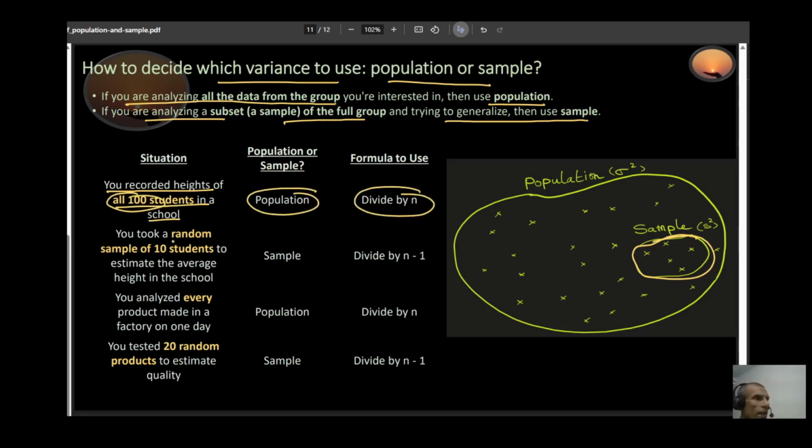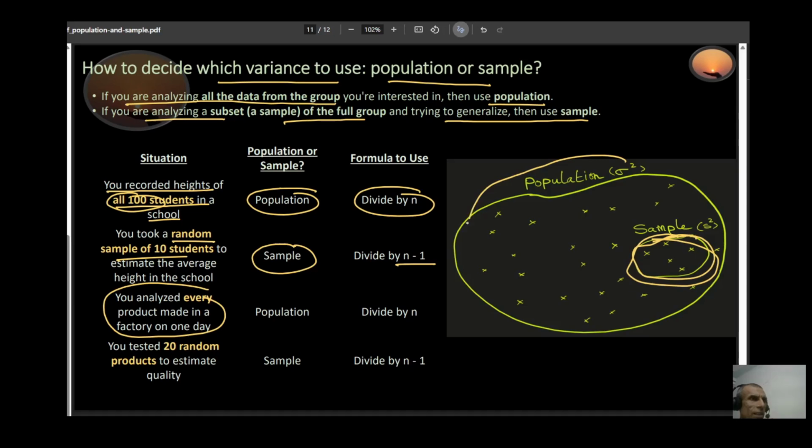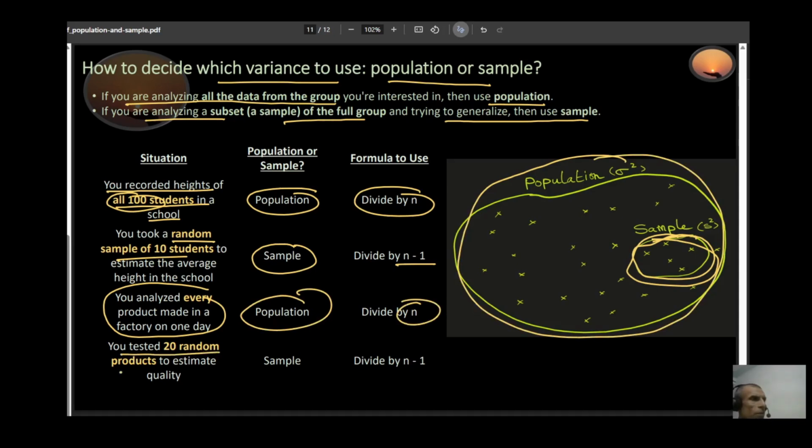How about if you took a random sample of 10 students? So I took a random sample, okay, of 10 students right here. In this case, since you're working with a sample, you're going to be dividing by n minus 1. Well, how about if you analyze every product made in one day? Okay, in this case you're analyzing every product, that means your whole population right here. So you're going to be working with the population, you're going to divide by capital N. How about if you tested 20 random products to estimate the quality of a product? In this case, you're going to use sample because you're using a small subset of that.